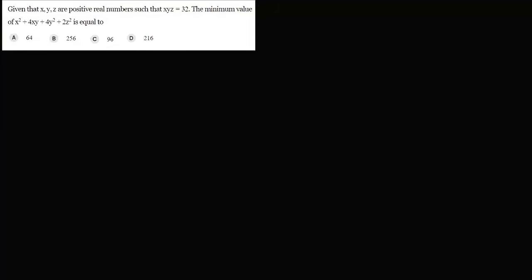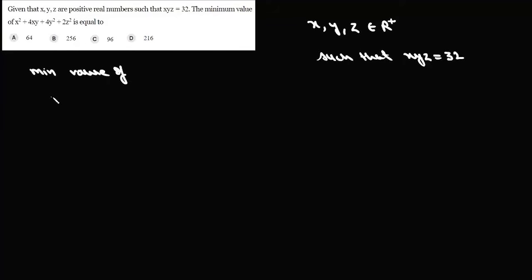Now let us take up an example. We are given that X, Y and Z are positive real numbers. So X, Y and Z, they are positive real numbers such that X into Y into Z is equal to 32. Then we have to find the minimum value of X square plus 4XY plus 4Y square plus 2Z square.